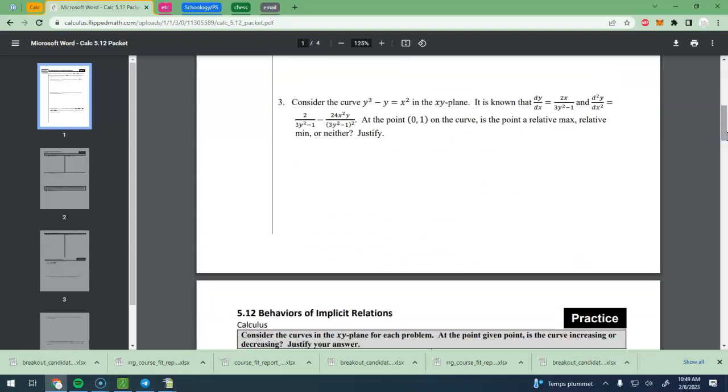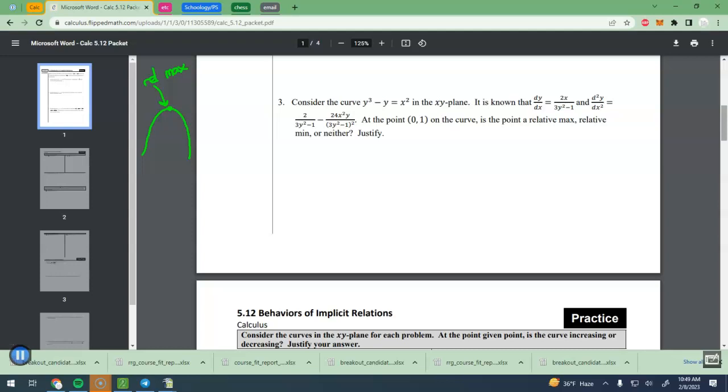So they give us the derivative, and they give us the second derivative. And they're asking, at (0, 1), is it a relative max, relative min, or neither? All right, well, if I have a relative max right there, there's two things that I know are true at that point. And we're going to check them both and see if they fit or not. What's true at this point at the very top?